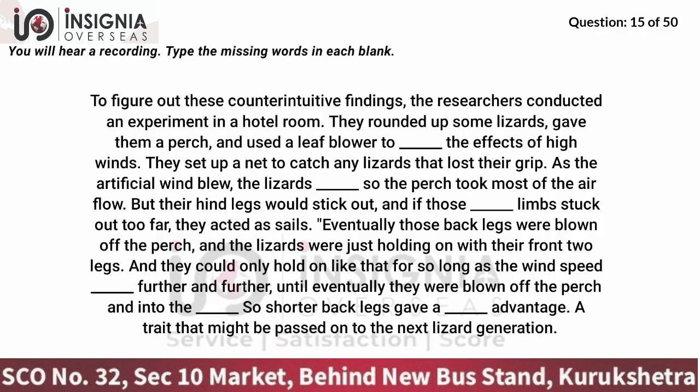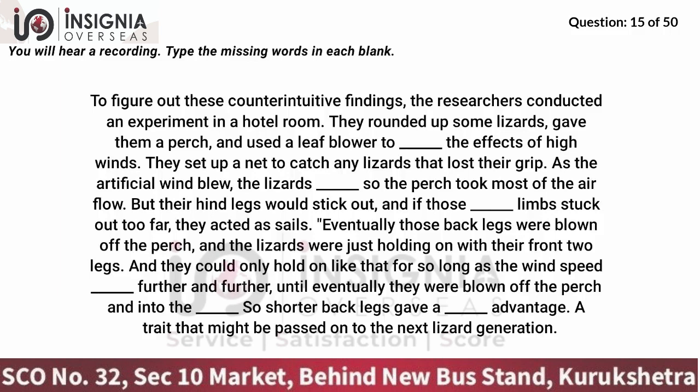To figure out these counterintuitive findings, the researchers conducted an experiment in a hotel room. They rounded up some lizards, gave them a perch, and then used a leaf blower to mimic the effects of high winds. They set up a net to catch any lizards that lost their grip. As the artificial wind blew, the lizards moved so the perch took most of the airflow. But their hind legs would stick out. And if those rear limbs stuck out too far, they acted as sails.